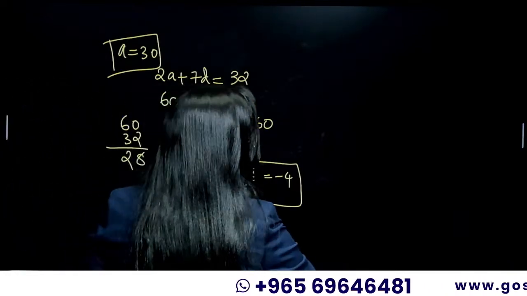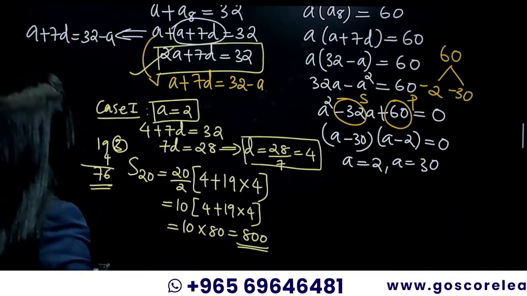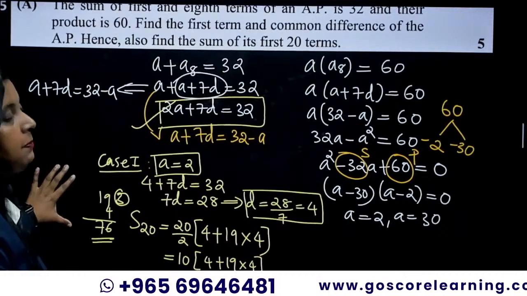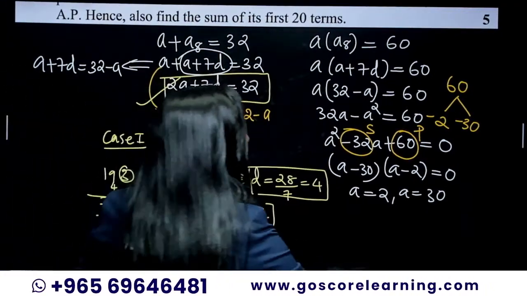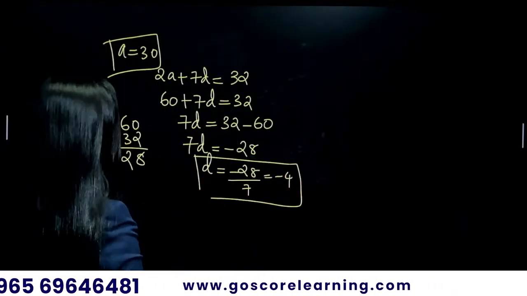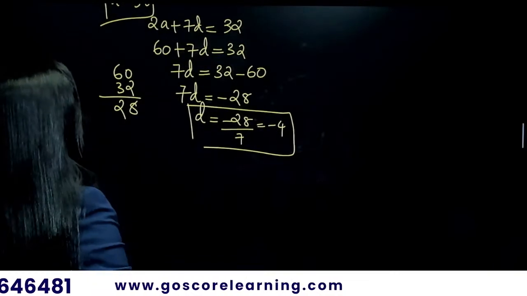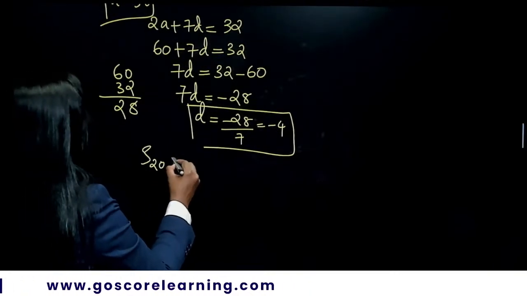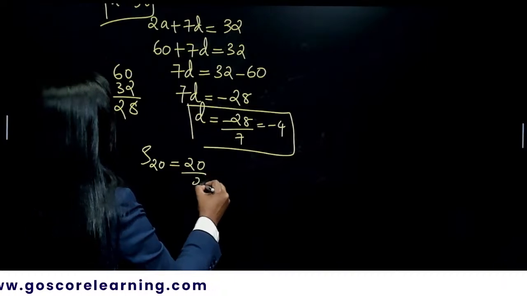And what was the question? The question was to find the sum of the first 20 terms of the AP, right? That was the question. So S20 is equal to 20 by 2 into 2A.